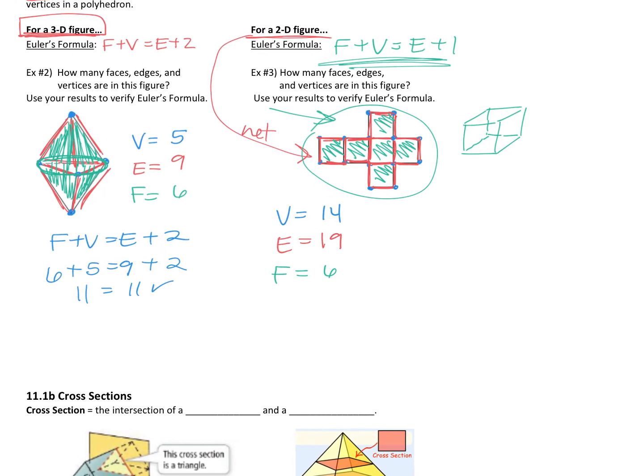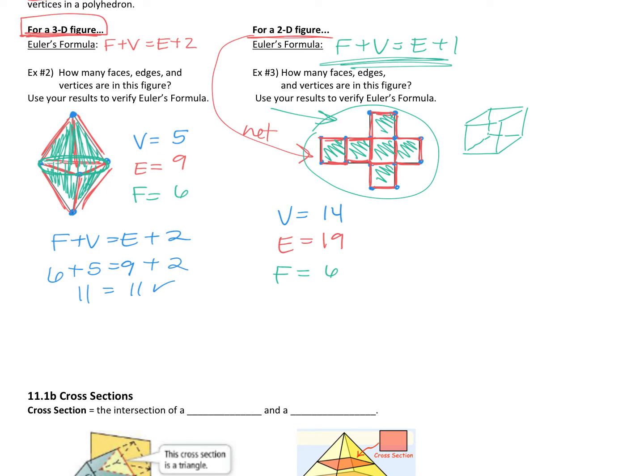Then we check it against his two-dimensional formula since we were using a net. So faces plus vertices should equal edges plus 1. Okay, so when we plug this in, faces is 6, vertices is 14, edges is 19, plus 1. So we get 20 equals 20. Okay, so that checks out, and that's what we're looking to do.